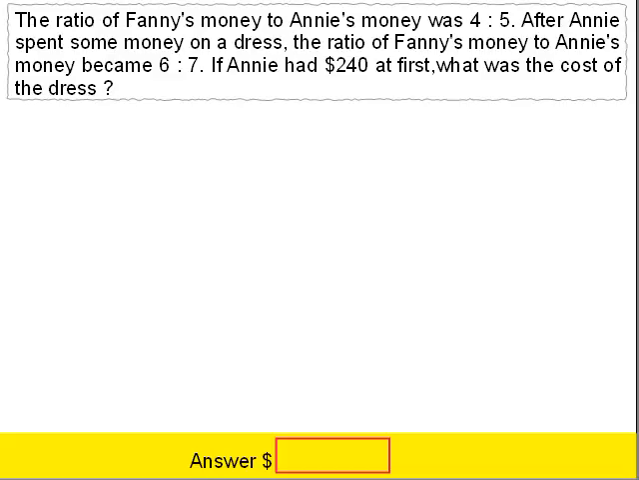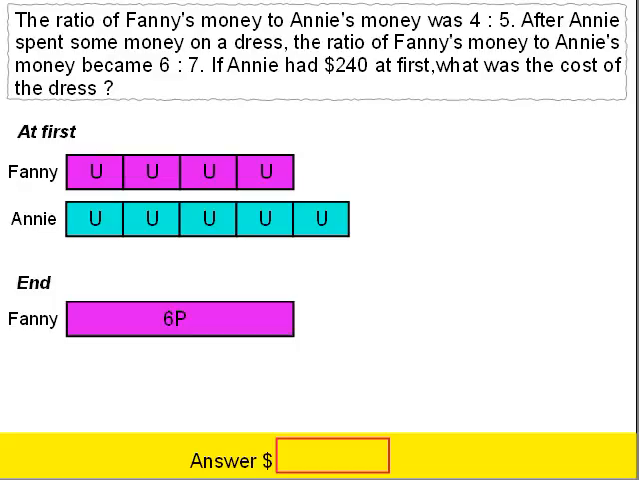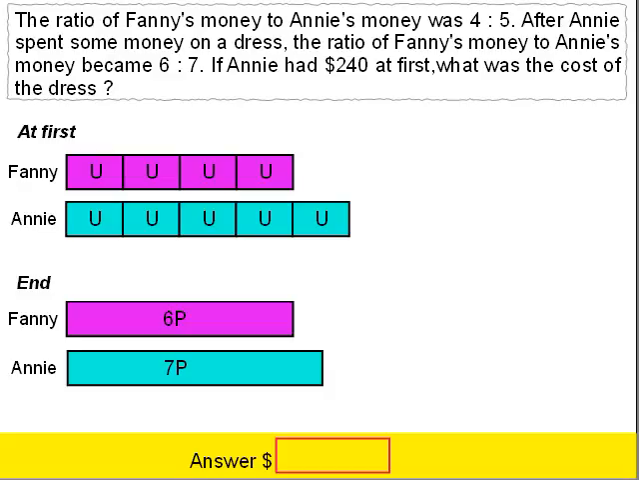Firstly, we draw the models at first to be 4 units for Fanny and 5 units for Annie, because the ratio was 4:5. Alright, so then Annie spent some money away, so the ratio becomes 6:7. But at the end, the model of Fanny should be the same as before in length, because Fanny did not spend any money. But the ratio became 6 parts for Fanny, and for Annie, the ratio became 7 parts.